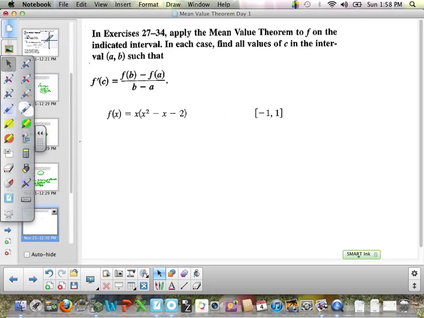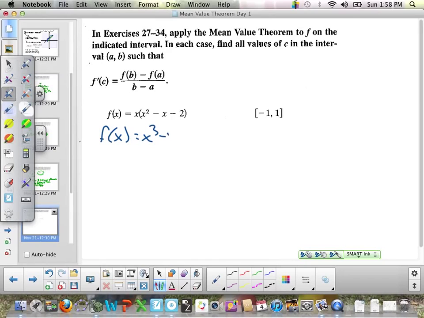Can we apply the mean value theorem in this case? Is this function continuous and differentiable? And it is, because it's a polynomial. All right, so I'm going to just rewrite this as x cubed minus x squared minus 2x, and find all values of c where the average rate of change equals the instantaneous rate of change. So first, let's find my average rate of change.